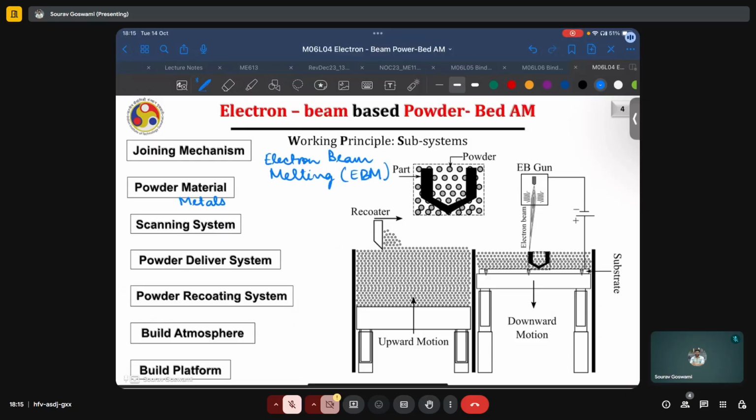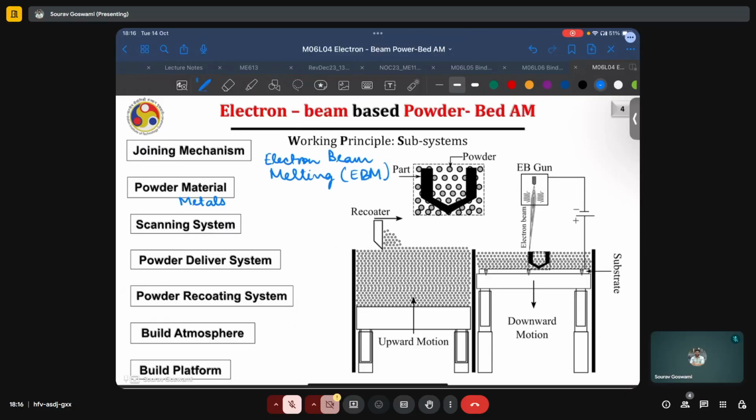The powder recoating system is pretty similar to laser beam based powder bed AM methods. So either using something like a doctor's blade or a roller or even some slot feeding type mechanism may be possible. We also looked at a few other recoating systems such as electrostatic recoating. However, those are not typically used here. Most commonly, a recoater blade or a roller may be used.